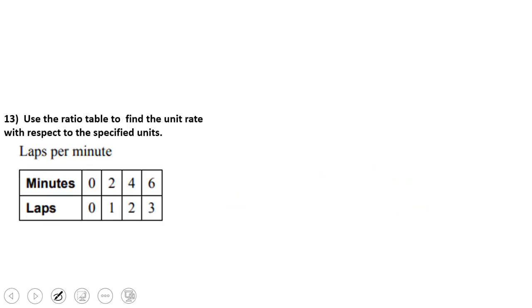Moving on to our last one before we finish up with another quick write, using the ratio table to find the unit rate with respect to the specified units in laps per minute. So write laps and then per minute. Always important, if you write that down, you'll make sure you put the correct numbers in the right location. So I'm going to come over here and I see laps is 1, but laps go on top. So that's not going to help me. So I want to put the laps on top.